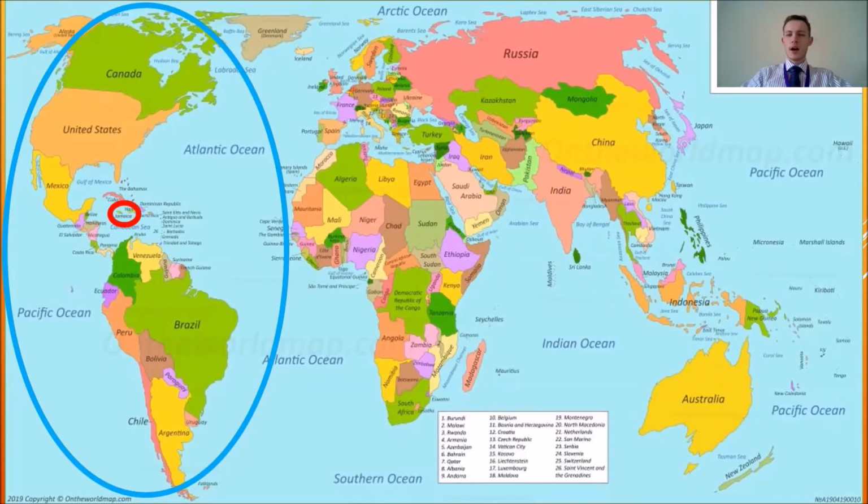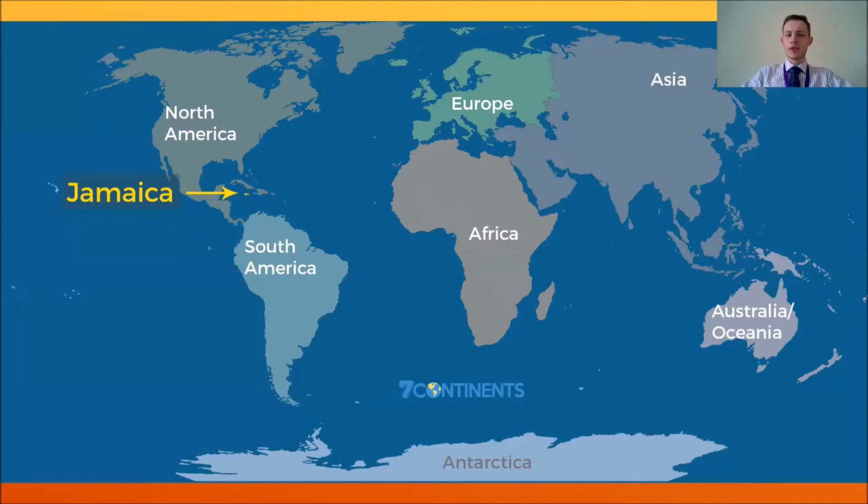Now, looking at our continents, you might be able to do it from this map. If you're not sure, let's have a look at this map. We can see our continents there. We can see we've got North America, South America, Europe, Asia, Africa, Australia/Oceania, and Antarctica, apologies. We've got our 7 continents there. Tell your adult, which continent would you say Jamaica is in? You'd be right if you were saying it's in North America.